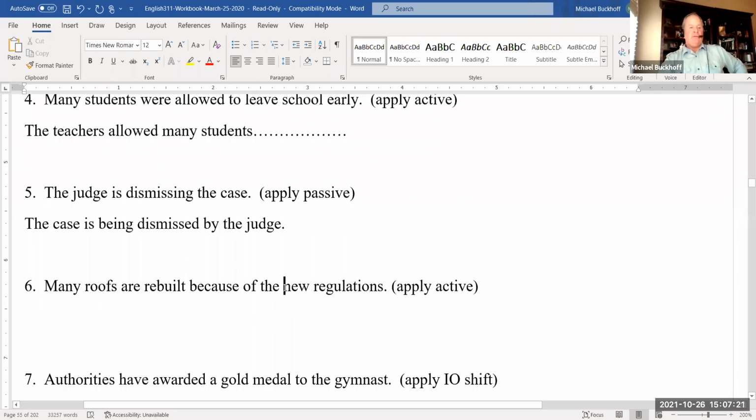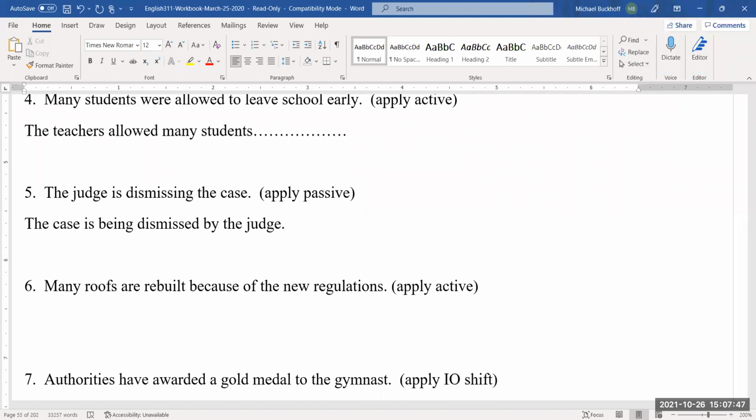The next one is also going to throw you, let's see if somebody can do this one. Number one, who builds roofs? I didn't put it in there. It's implied. I'm showing you that sometimes we don't always put the by plus the noun phrase. It's implied, so we sometimes don't need to put it in there. Would it be many roofs are being rebuilt?